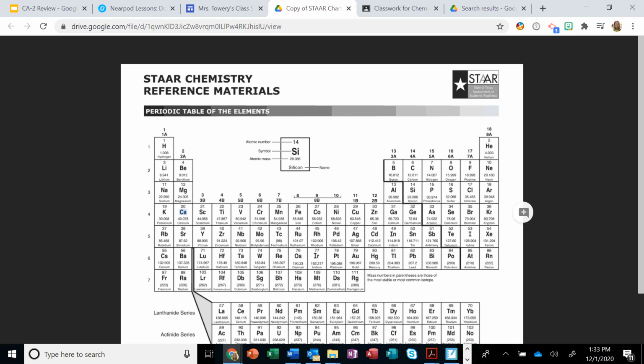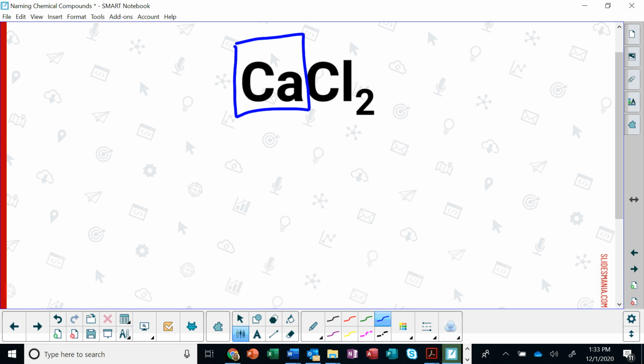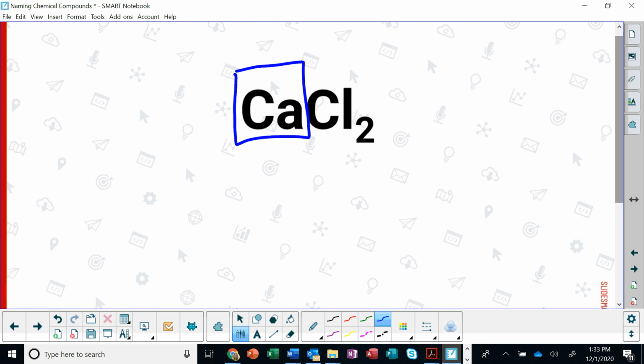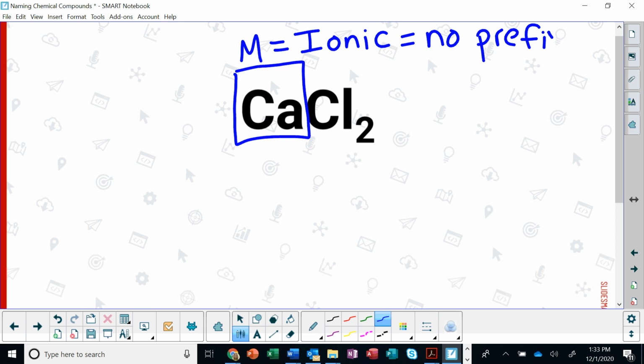If the first element is a metal, then we are looking. Also, you need to see if it's a transition metal. So if you say it's a metal, is it a transition metal? Meaning, is it in that dip? It is not. It's just a metal, which means this is an ionic compound. If it is an ionic compound, we do not need prefixes when we name this compound. Okay? All we're going to do is we're going to name each one of the ions.